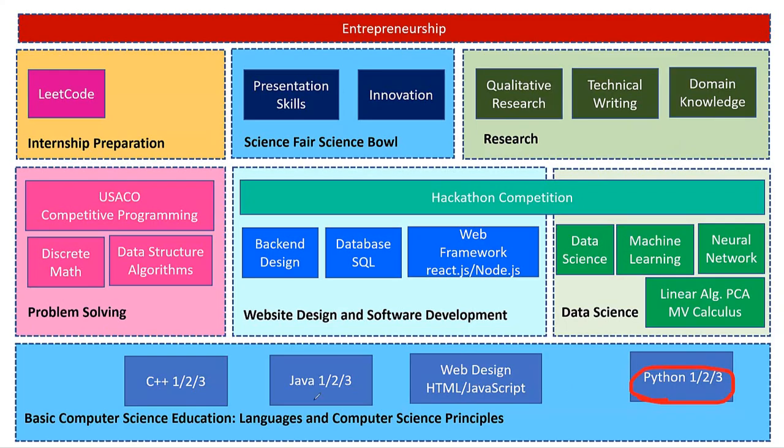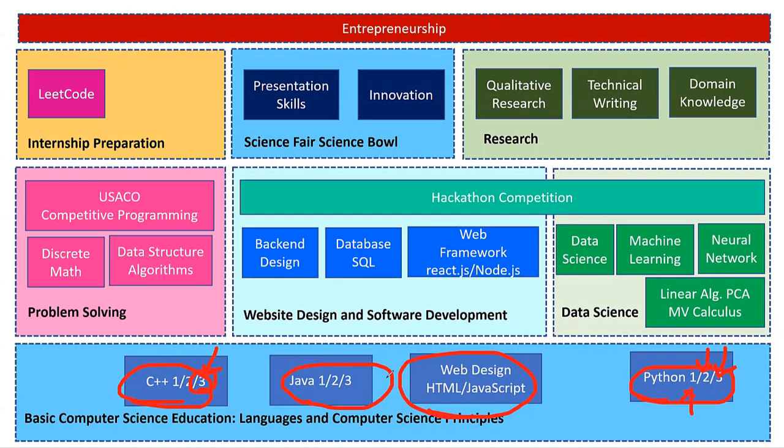We will prepare you for Python 1, 2, 3, Java 1, 2, 3, C++ 1, 2, 3, JavaScript, HTML. Level 1 means programming loops, if-then-else, and functions. Level 2 means object-oriented programming. Level 3 means data structures and algorithms. If you want to compete in USACO, you have to have some level 3.